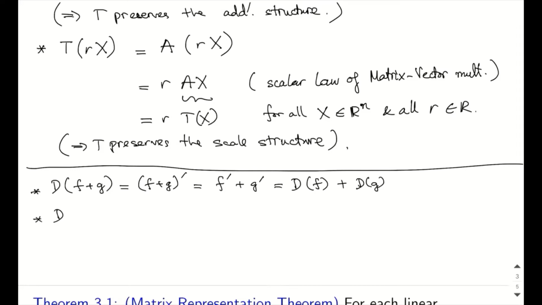Similarly, we can find the derivative of the scale of f. It's the derivative of Rf. And we have learned from calculus 1, it is going to be R times f prime. And so that equals R times D of f. So we have successfully proven the scale property here. So the differentiation is a linear transformation.